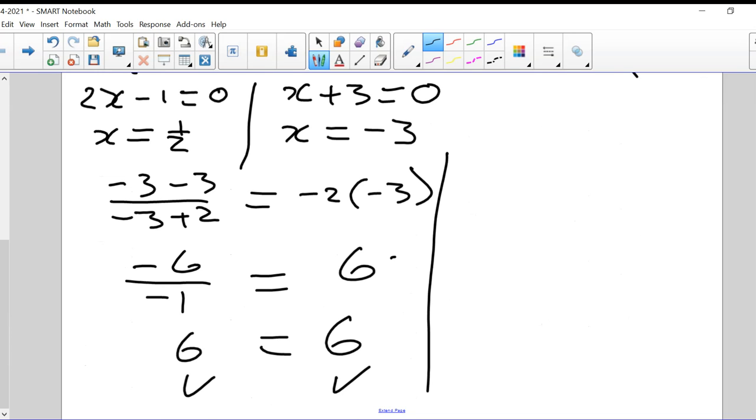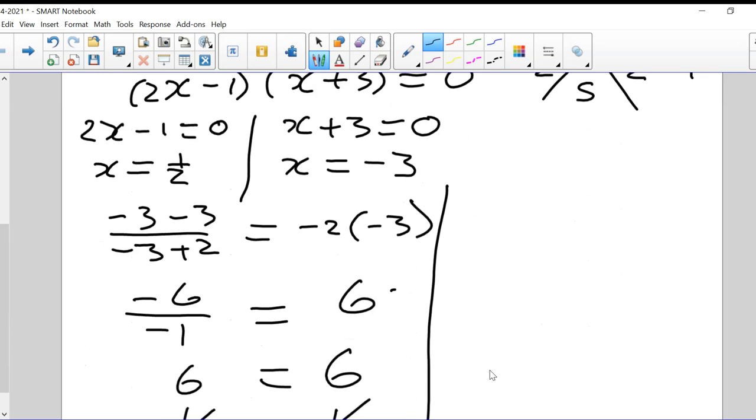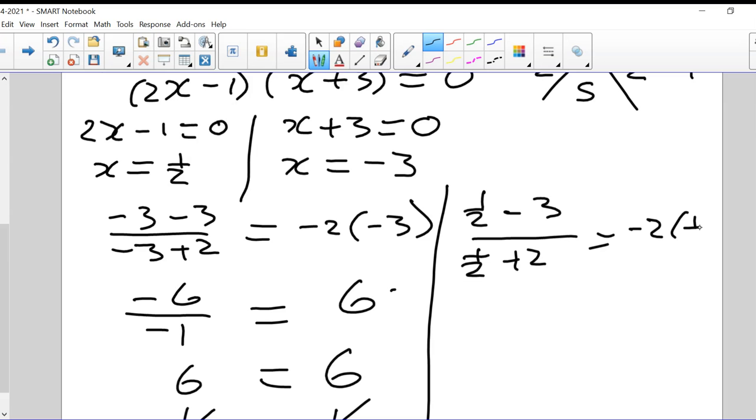Let's just test it out right now. All right? So I'm going to put positive a half: a half minus 3 over a half plus 2 is equal to minus 2 times a half, right? So I'm saying that both answers are absolutely good, but let's just double check that. Let's just see if that's true.